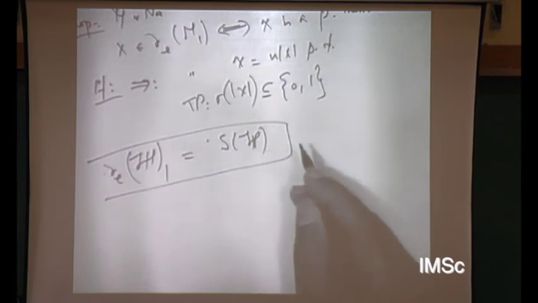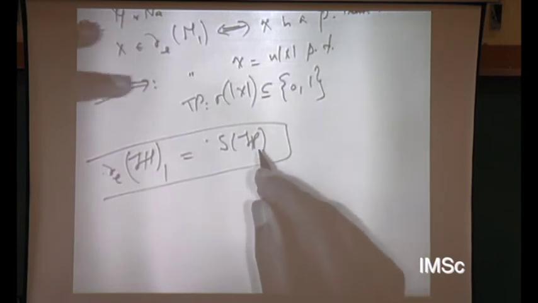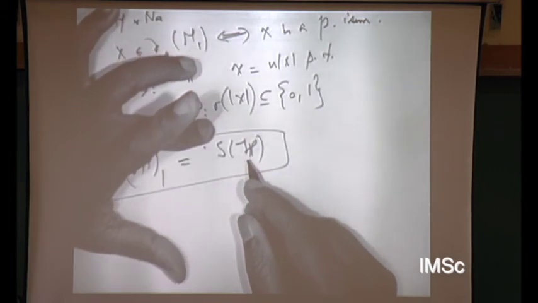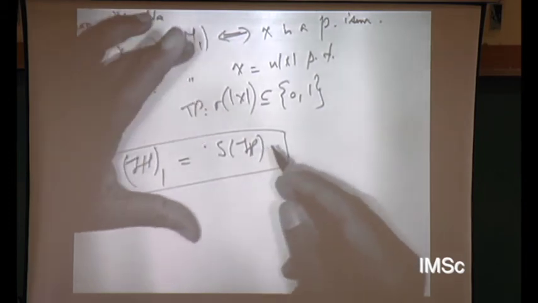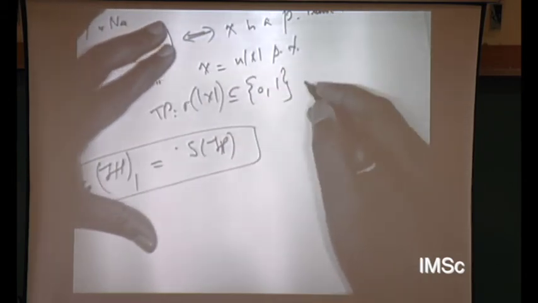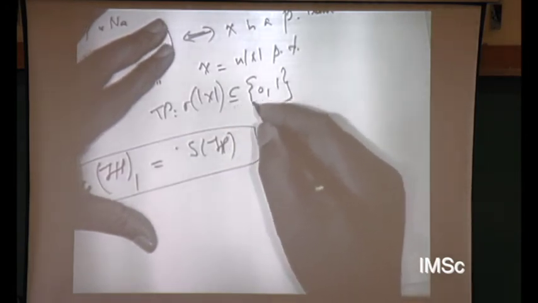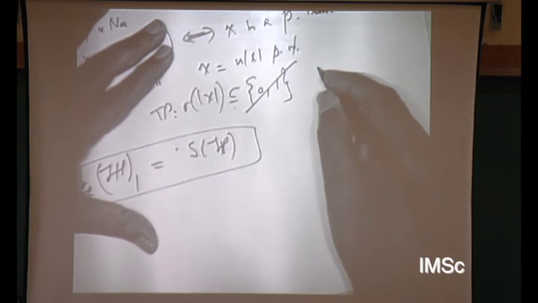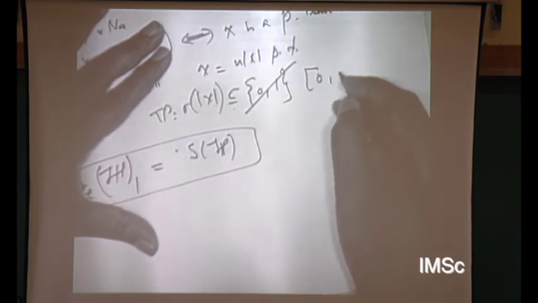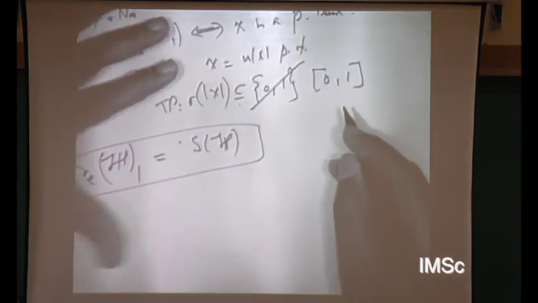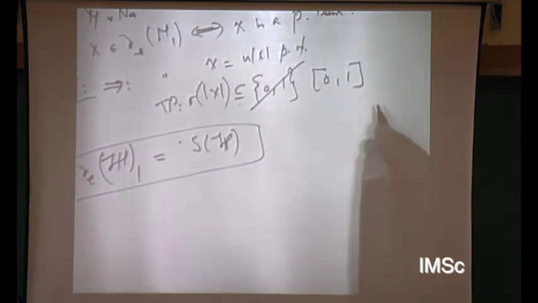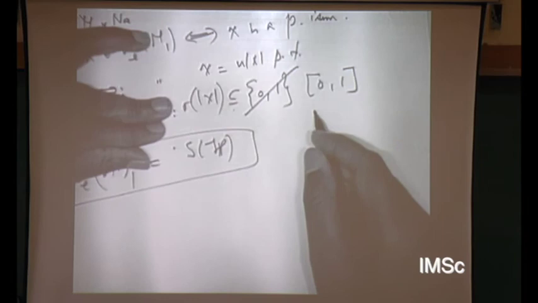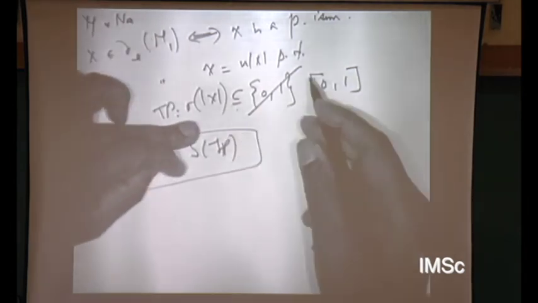This is what you want to show. You know that X is in the unit ball, so mod X is in the unit ball. So you know that this is contained in [0, 1]. Okay, we know this, but we want to prove this.